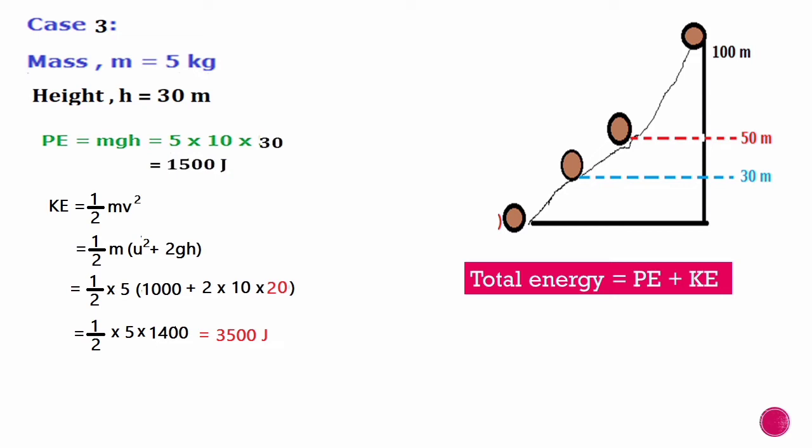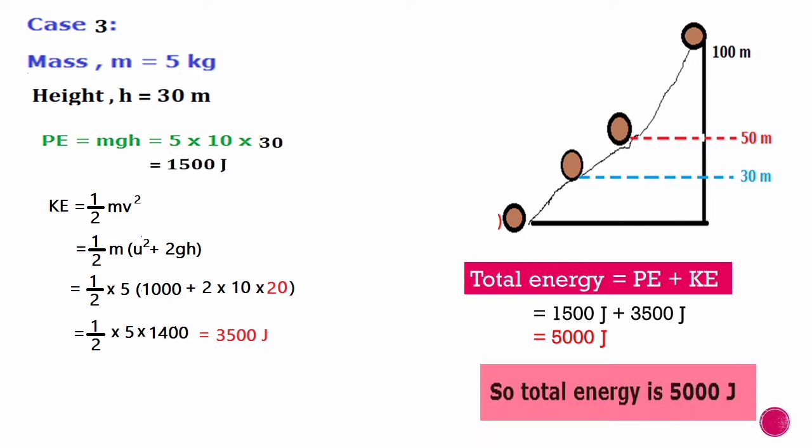And the distance traveled by the object here is from 50 to 30, which is 20 meter. So, on substituting all these values, you get the value of kinetic energy as 3500 joules. So, what is the total energy now? Add potential energy and kinetic energy. 1500 plus 3500, you get 5000 joules.